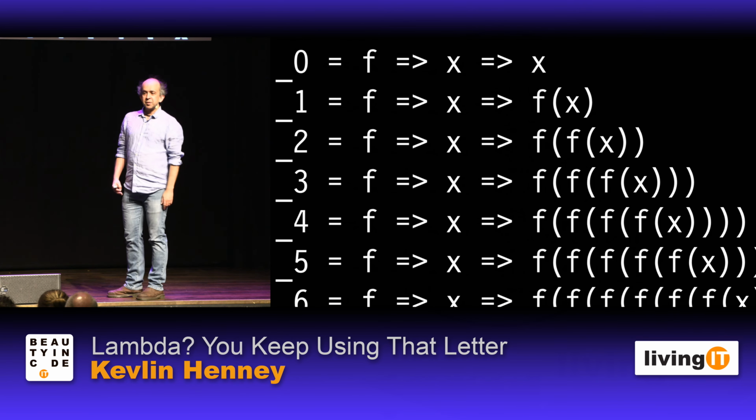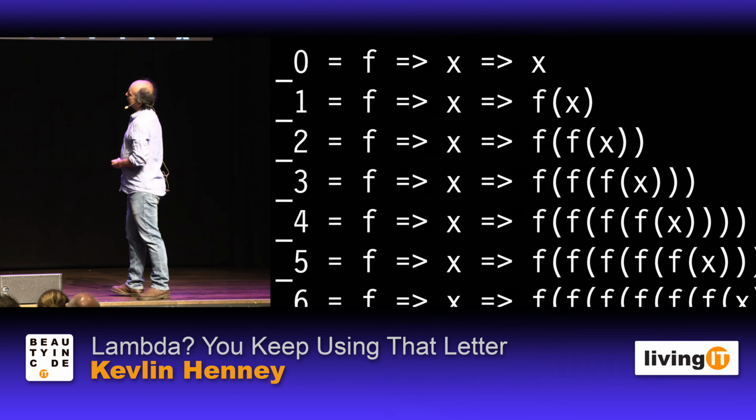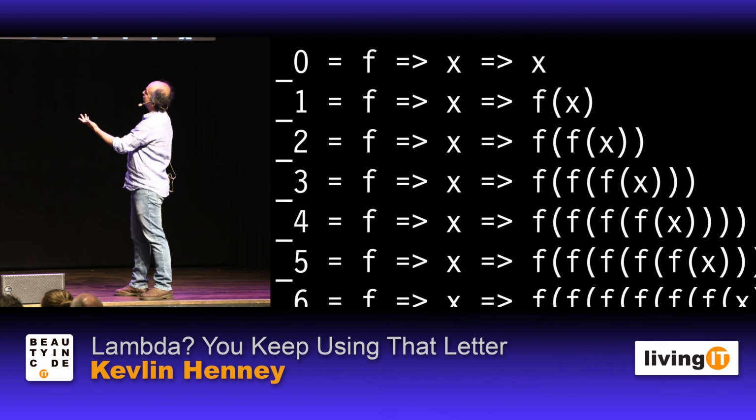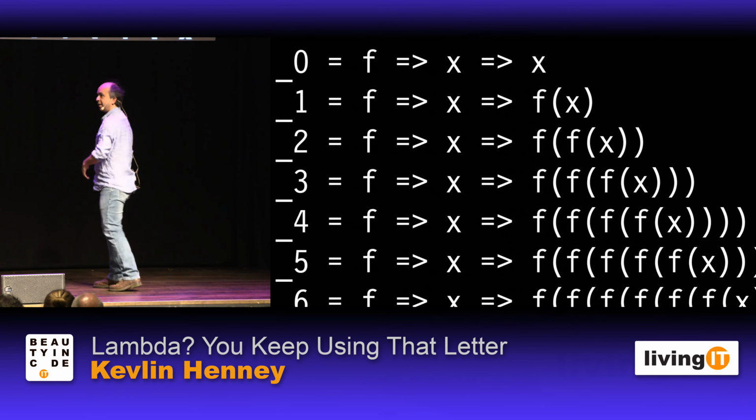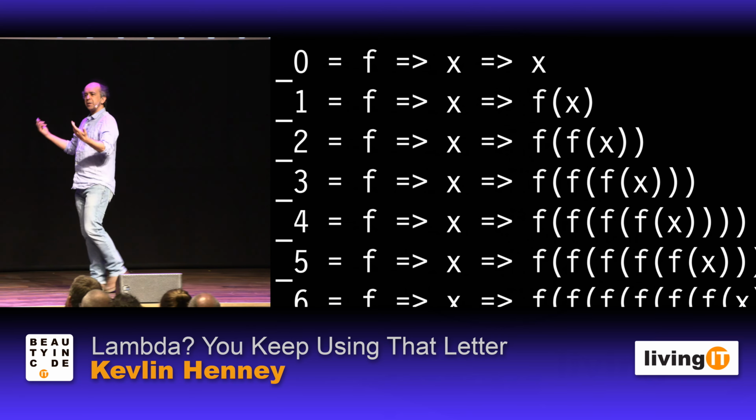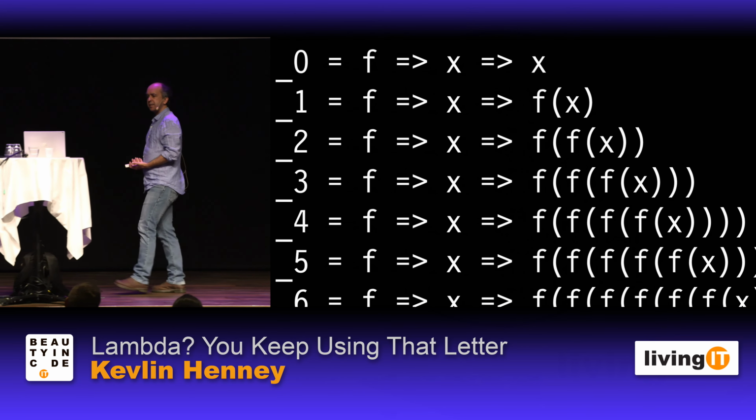Let us create our own numbers. These are handcrafted artisan integers. They will truly have the F-ness that we are after. 0, well, we take F and we take X, we merely return X. 1, we take F and X and we apply F to X. By the time we hit 4, we're taking F and X and applying F to the result of F to the result of F to the result of F applied to X. So it is fourness, the idea of a process there.